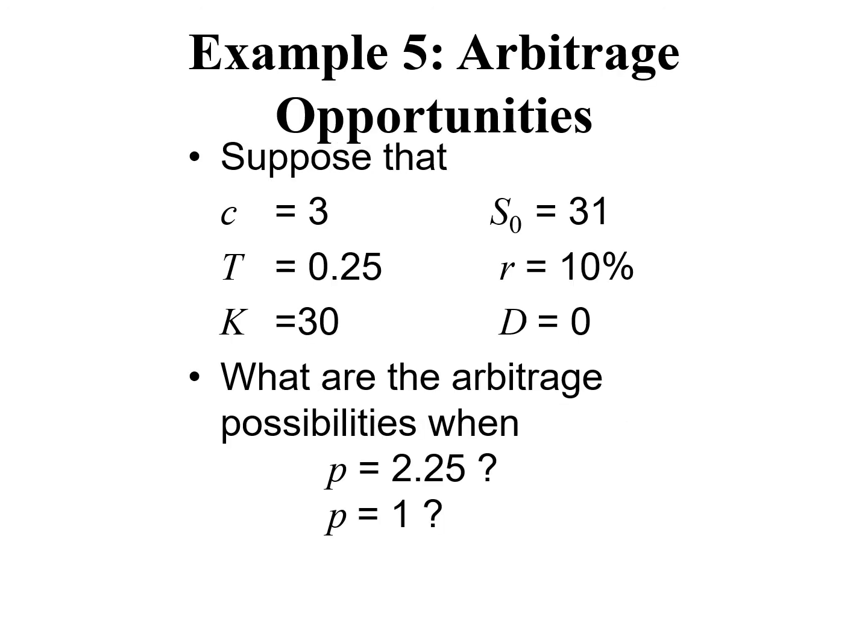In example 5, we will consider arbitrage opportunities from the put-call parity. Suppose that the call price is $3, the stock price is $31, time to maturity is 3 months, risk-free rate is 10%, strike price is 30, and there's no dividend. So what are the arbitrage possibilities when P is equal to 2.25 or $1?